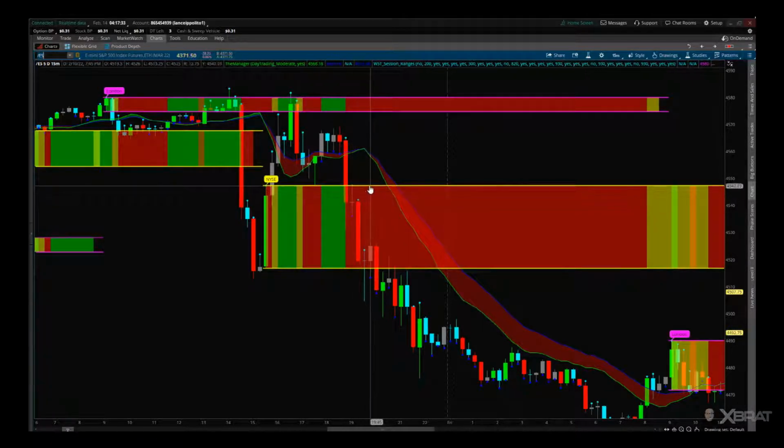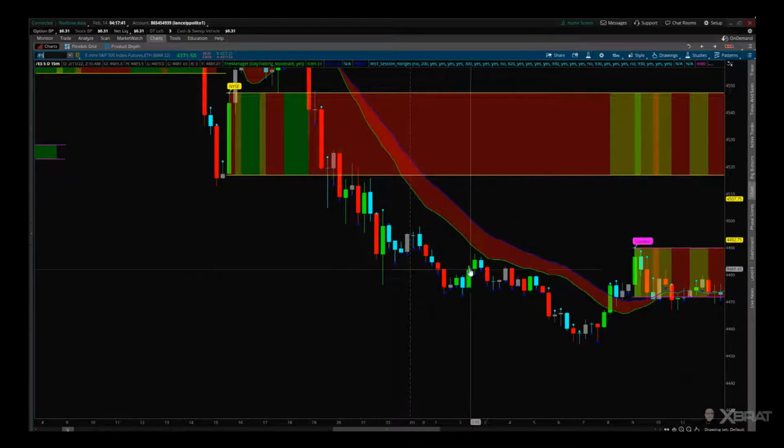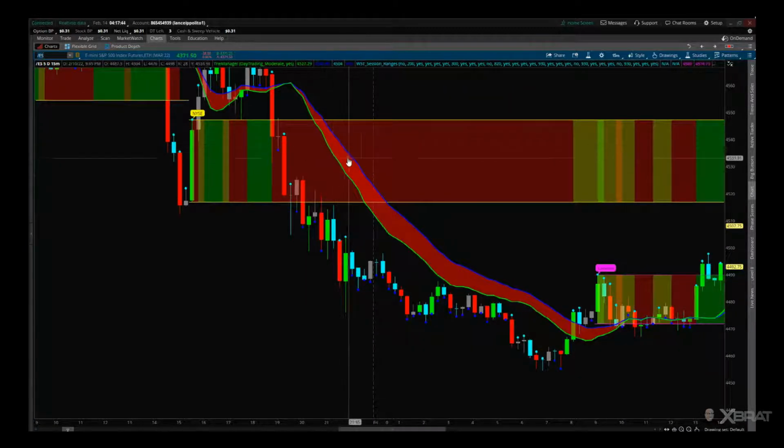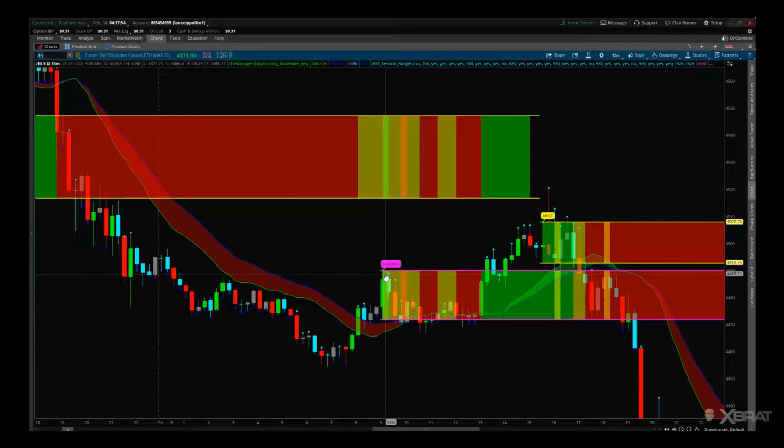The bias for the range turns red, so you're only interested in shorts, and you trade this breakout to the downside into the close and further if you wish. Use the manager here, another of the xBrat trading indicators, to manage this trade all the way to the London Open. Again, the London Open here, the range bias is green, so we're only looking for longs.